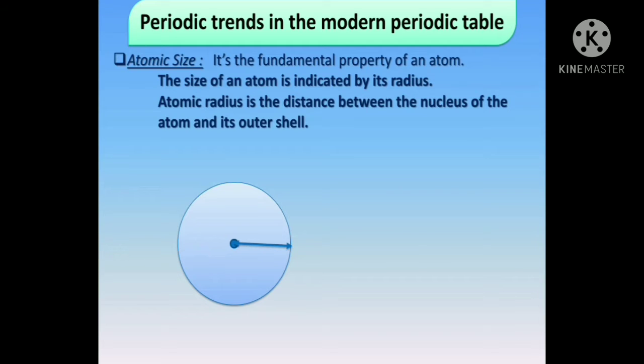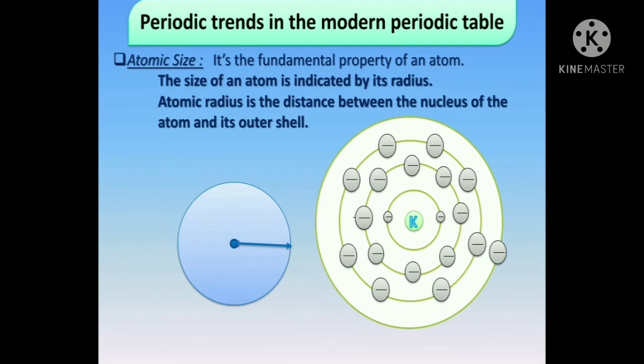In the same way, if we are talking about atomic size, the atomic radius measurement is a must. And atomic radius is the distance between the nucleus of the atom and its outermost shell. So here an example is given to you with a potassium atom. The nucleus and the outermost shell is nothing but the atomic radius.